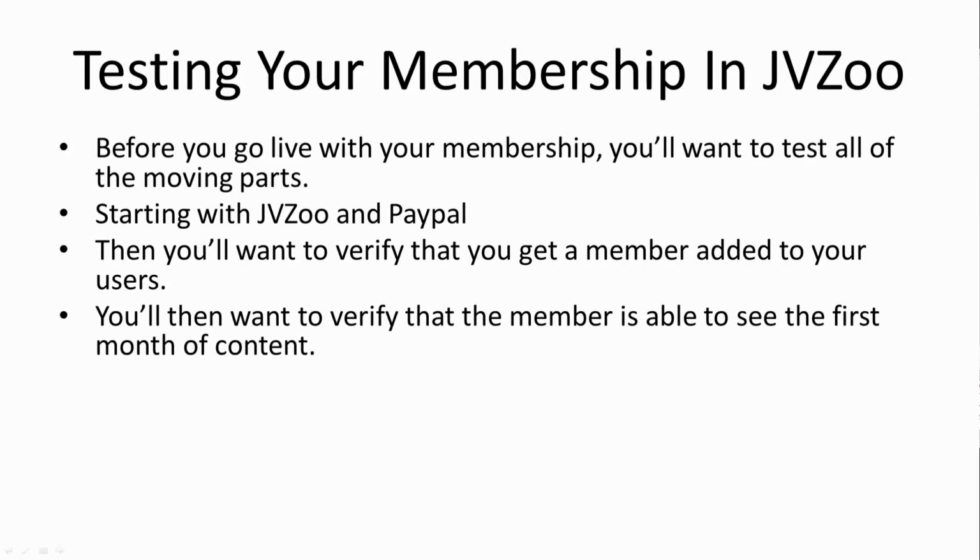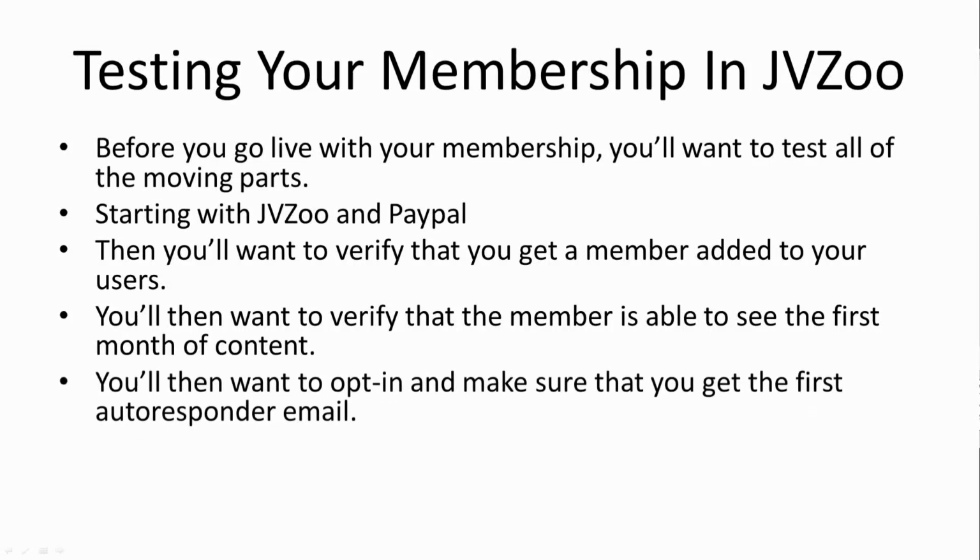You're also going to want to verify that the member is going to be able to see the first month of content. So when you actually go through the testing process, make sure you use an email address that you're going to be able to check and look at as if you were your own customer. You'll then want to opt into your list and make sure you get the first autoresponder email, because that's going to be a good indication that you're going to get the other one in 30 days.